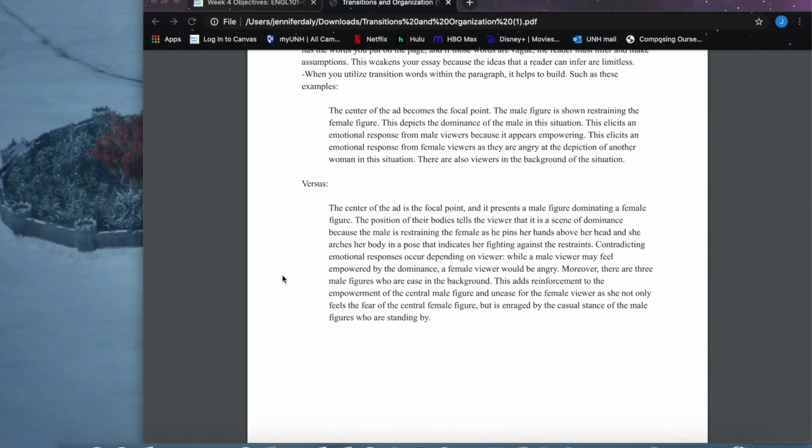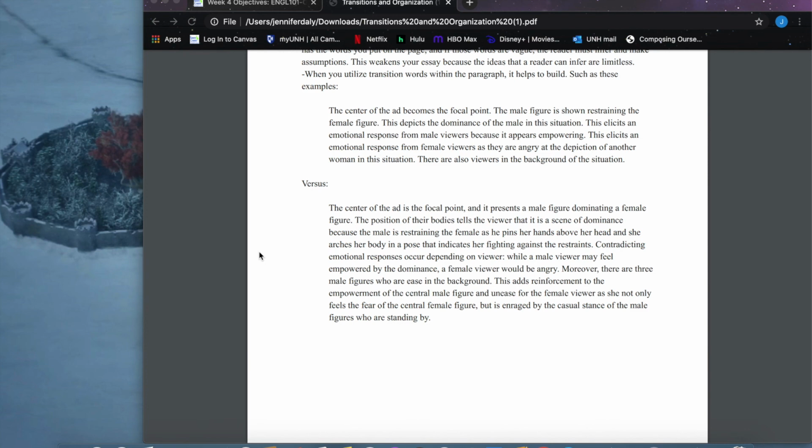Notice, too, how the language is filling out. I'm not just saying this depicts dominance. I am telling the reader what I want them to see, right? Contradicting emotional responses occur depending on viewer, okay? Oh, our good friend "while." While a male viewer may feel empowered by the dominance, a female viewer would be angry. Moreover, look at that transition, okay? So I'm adding to the previous idea, but here's some more. I'm going to hit you with some more.